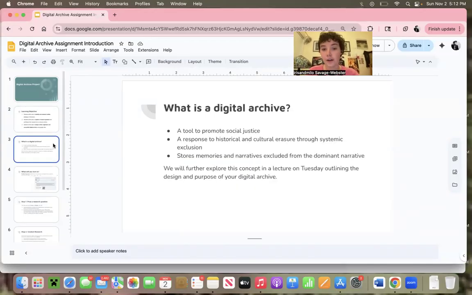So, what is a digital archive? A digital archive is a tool to promote social justice. It is a response to historical and cultural erasure through systemic exclusion. And it's a way to store memories and narratives that are excluded from the dominant narrative and are at risk of being lost. So there are many definitions of digital archive, but this is the one that I want us to be thinking about while we're completing our digital archives, because it'll connect to the topics you'll be researching.